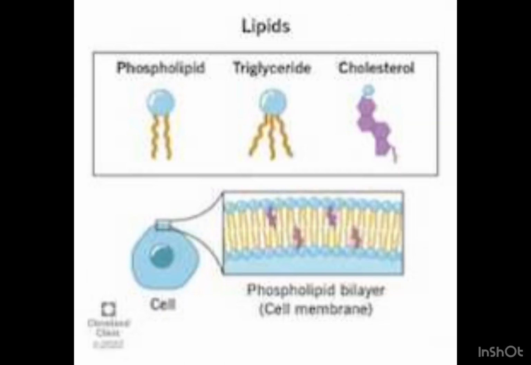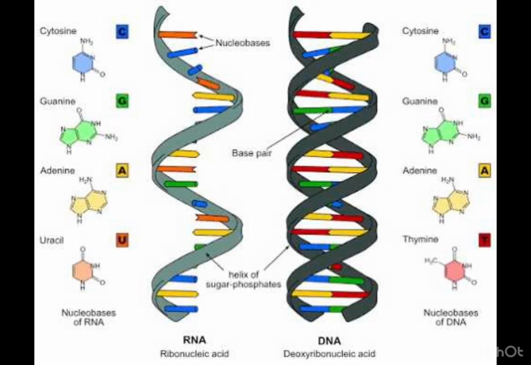Lipids are not true polymers but are still major biological molecules. They include fats for energy storage, phospholipids for membranes, and steroids for hormones. Nucleic acids are built from nucleotides. DNA stores genetic information, and RNA helps us use that information to make proteins. Also, ATP is a nucleotide used for energy transfer, which connects genetics to metabolism.